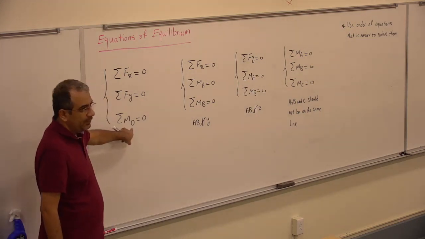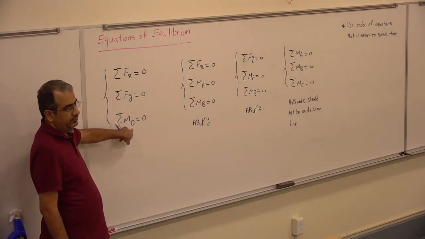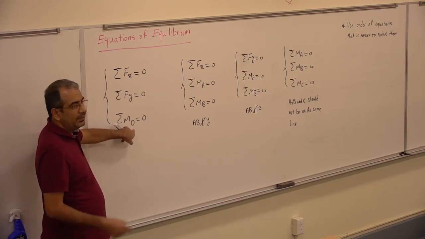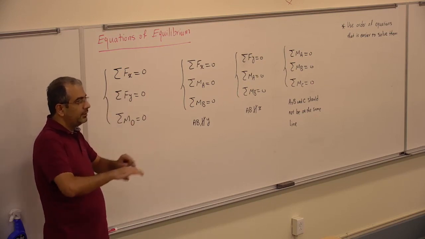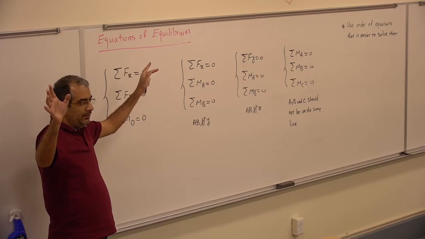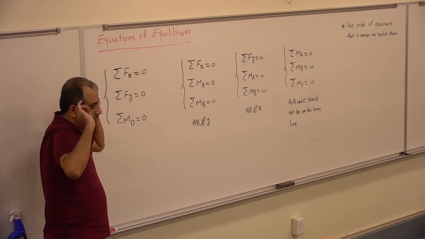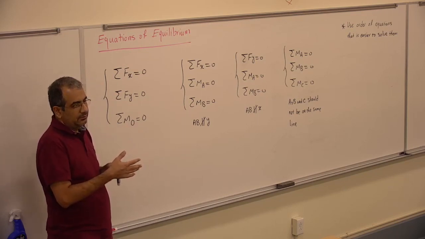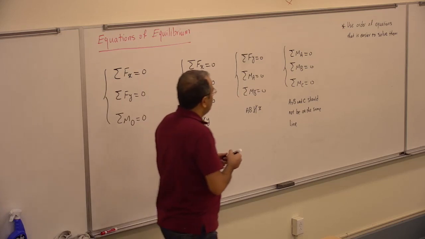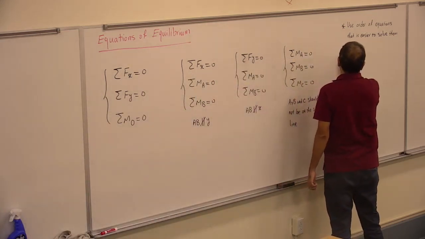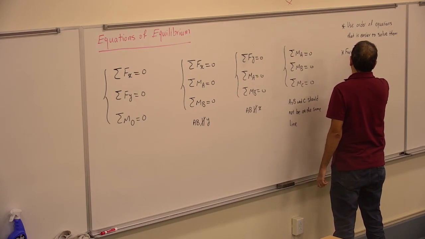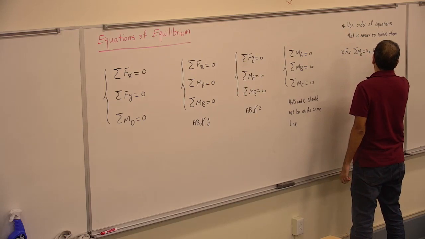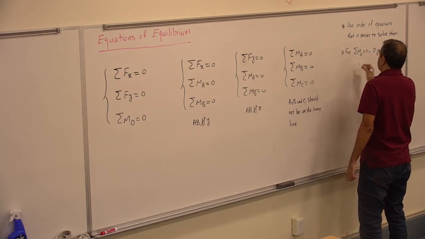This point O here can be any point. Any point on the object or off the object. The only thing is to use the point that most of the forces pass through. So for sigma M, O can be any point.